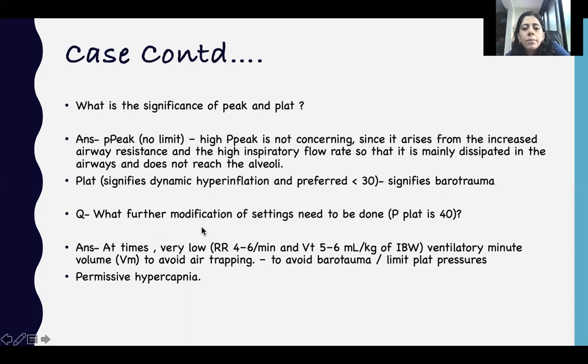So in the previous settings, in case the plateau pressure is 40 centimeters of water, we should further reduce our respiratory rate and tidal volume to achieve the least minute ventilation, to avoid any air trapping or to release the dynamic hyperinflation. With these lower settings, we have to agree to the concept of permissive hypercapnia. And despite giving bicarb and everything, if the CO2 is still very high or at dangerous levels, there is now the option available for extracorporeal carbon dioxide removal.